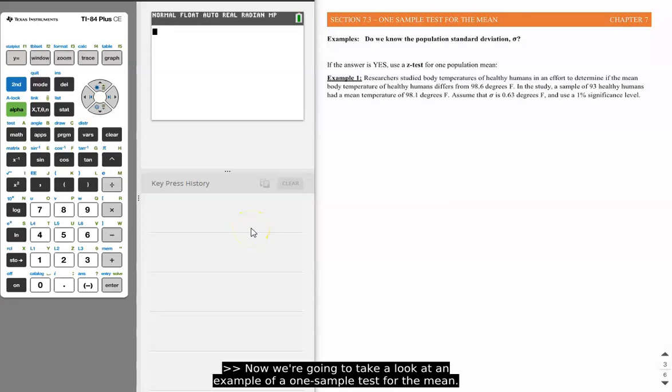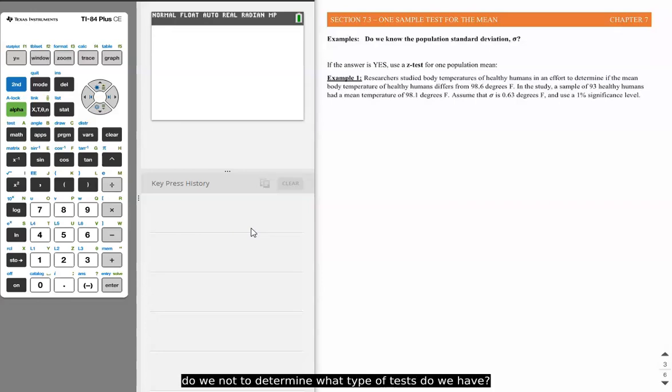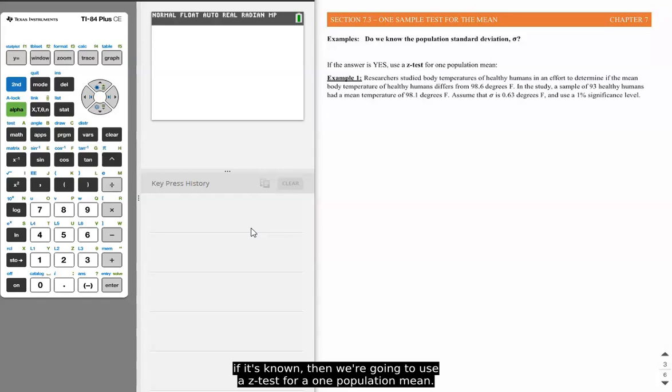So now we're going to take a look at an example of a one sample test for the mean, and we're going to have to decide, do we have the population standard deviation? Do we not? To determine what type of test we have. So if we have the population standard deviation, if it's known, then we're going to use a z-test for a one population mean. So let's take a look at an example like this.